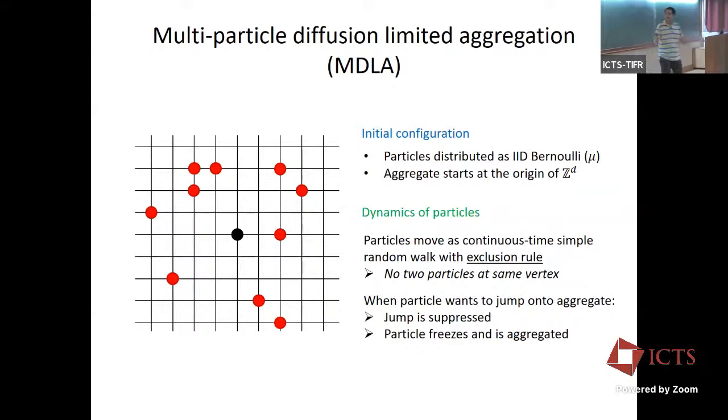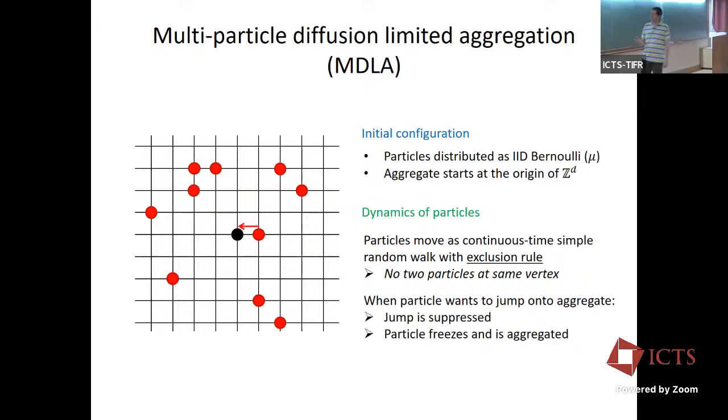What happens is the particles, the red balls, will just evolve as a simple exclusion process. Each particle has a Poisson clock. When the clock of this particle rings, it chooses one of its neighbors uniformly at random. For example, it chooses the left one, and then just goes there. And there is the standard exclusion rule: if a particle chooses to jump onto a site that's occupied by another particle, the jump is just suppressed, and the process evolves.